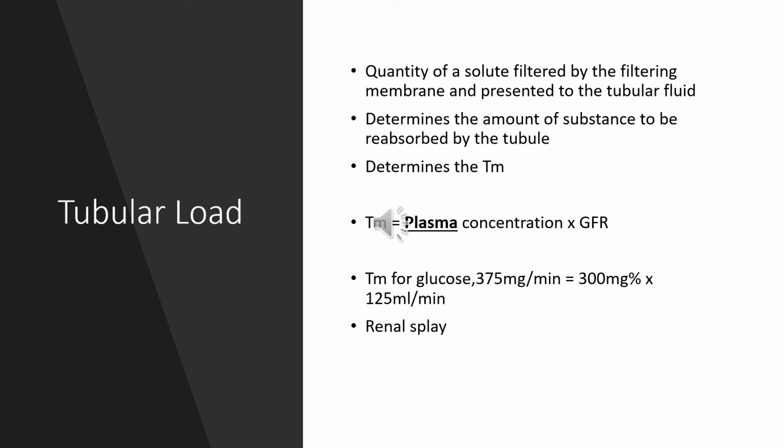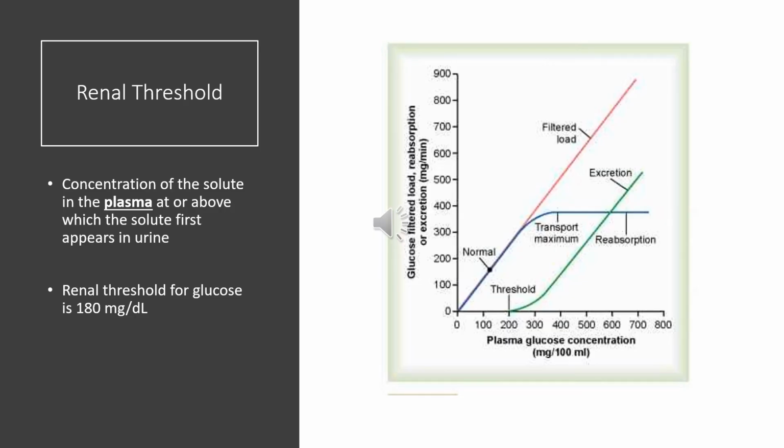Renal splay is the difference between the transport maximum or the saturation and the renal threshold. Or it can be said that it is the concentration difference between the substance's maximum renal absorption and its appearance in urine. So renal splay is the difference between transport maximum and renal threshold.